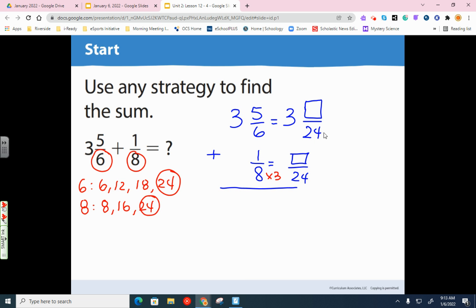The boxes there just represent what we're missing before we can continue. 8 times 3 gives me 24. 1 times 3 is 3. 6 times 4 is 24. 5 times 4 is 20.